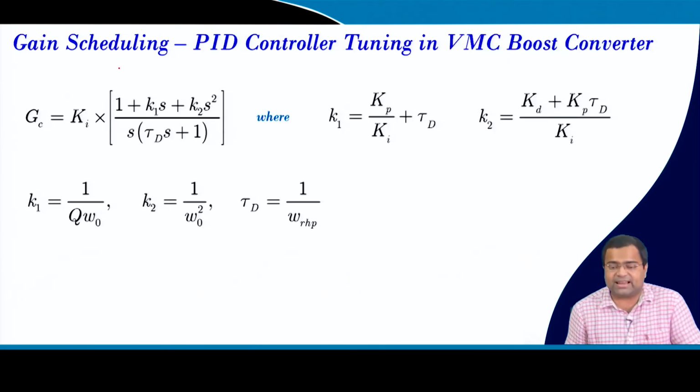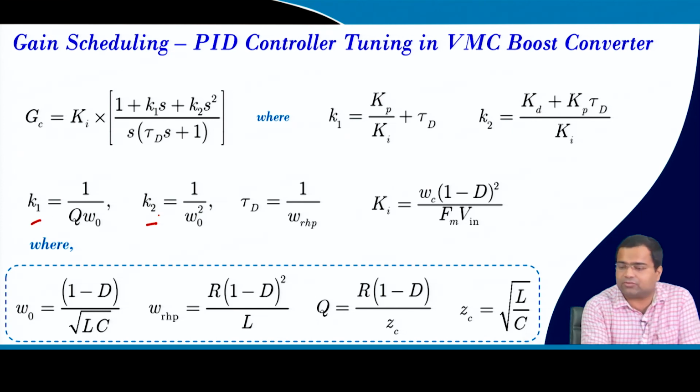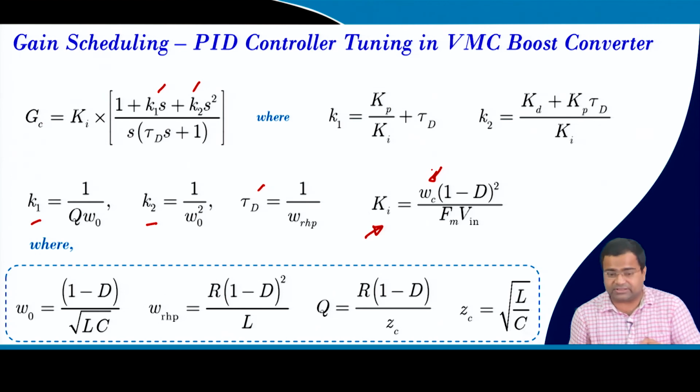Then for the PID controller design, what will be the optimal PID gain, K1, K2, these are here K1, K2. Then tau d is a band limited derivative we are considering, integral gain, this will require the crossover frequency, and from here we are getting all the controller gain that we have discussed.